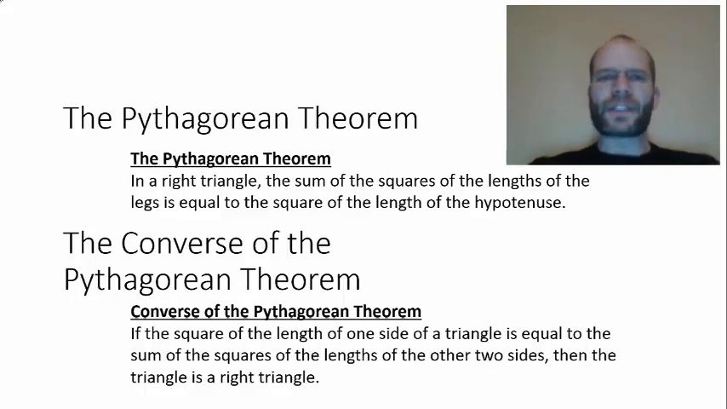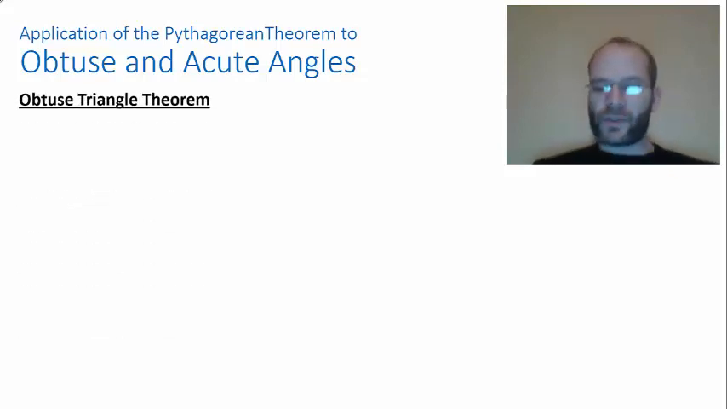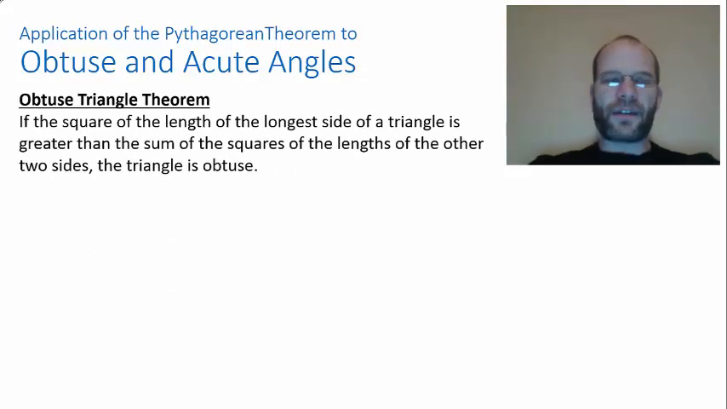In a prior lesson, we looked briefly at this idea that we can use the Pythagorean theorem and the converse of the Pythagorean theorem to determine, by looking at the sides of a triangle, whether the triangle is in fact a right triangle. We'll extend that just slightly now. Let's look at obtuse and acute angles in triangles and see if we can connect the obtuse and acute angles with the Pythagorean theorem. First rule we'll look at here is called the obtuse triangle theorem.